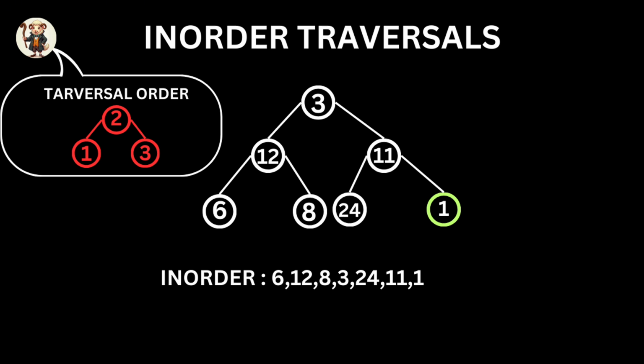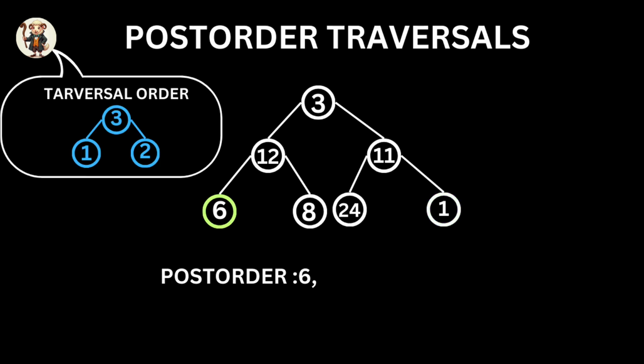It ensures that we visit each node in ascending order when the binary tree is a binary search tree, providing a natural sorting mechanism. Now let's move on to post-order traversal. Remember, in post-order traversal, we start from the left node, then move to the right node, and finally visit the root. It's important not to mix this order up.